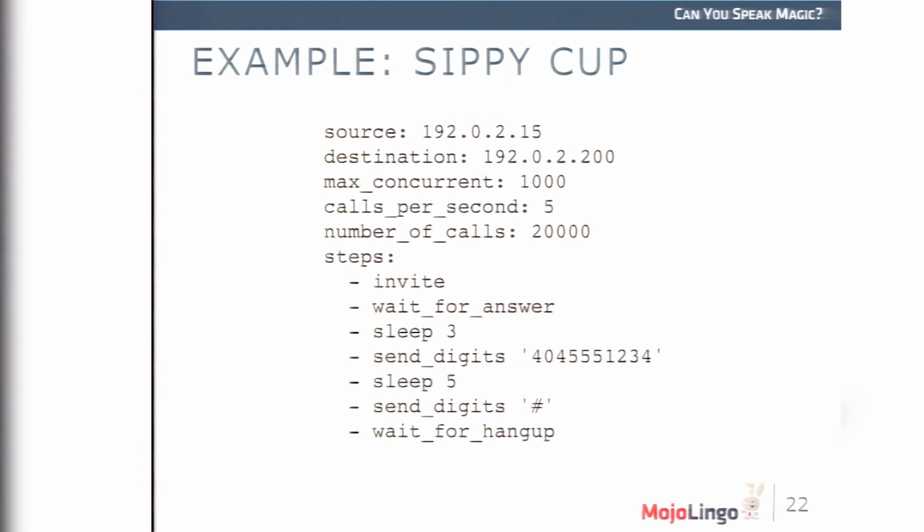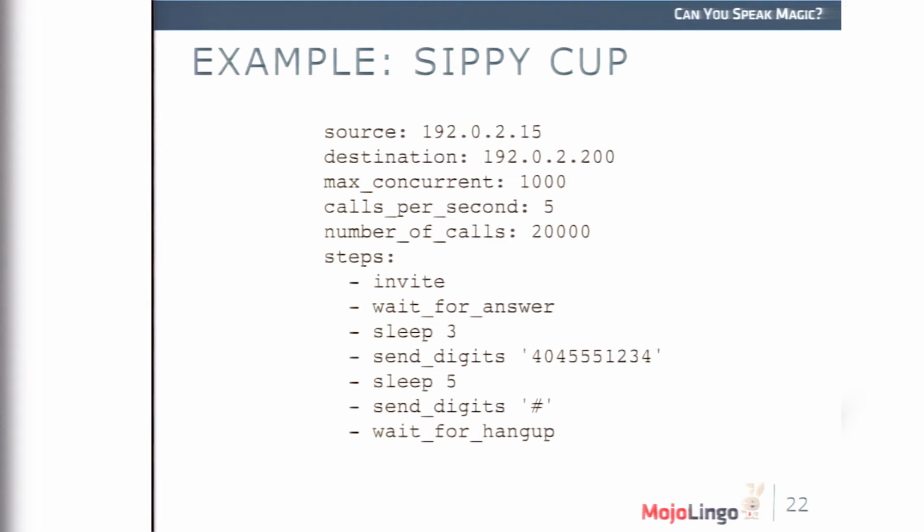You have your source and destination. You've got the maximum number of concurrent calls that you want to use. You have the calls per second. So we're going to be setting up 5 new calls every second. The total number of calls to make. So depending on how long that call lasts, you're going to keep calling until you've made 20,000 total calls. And then you have the steps.